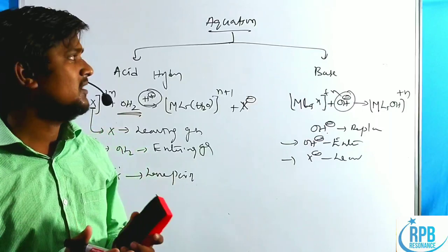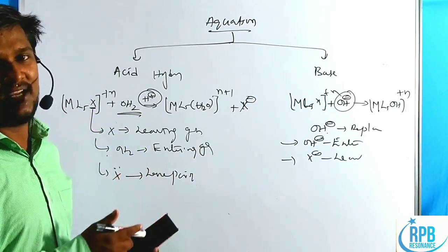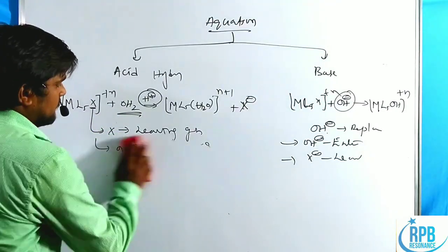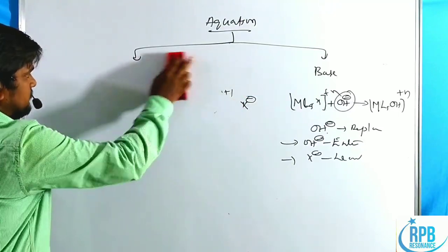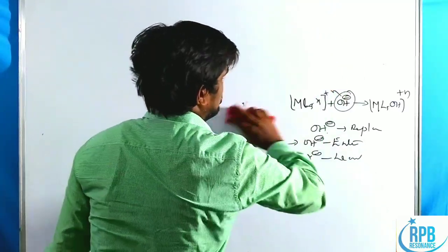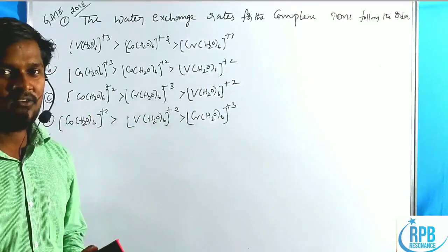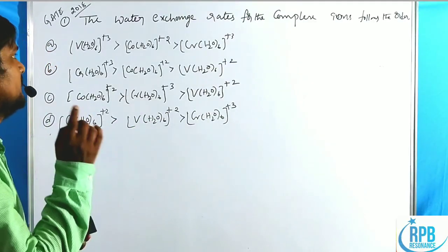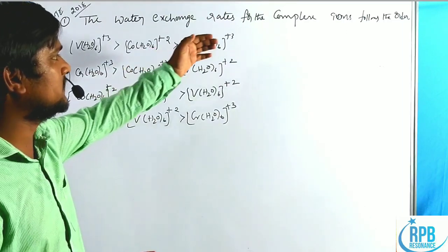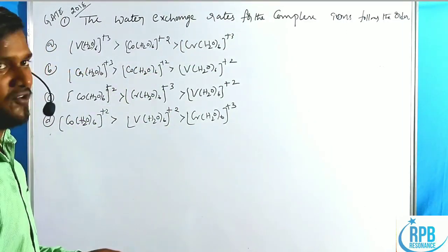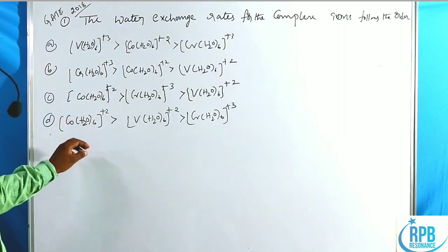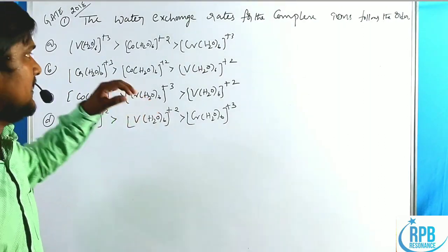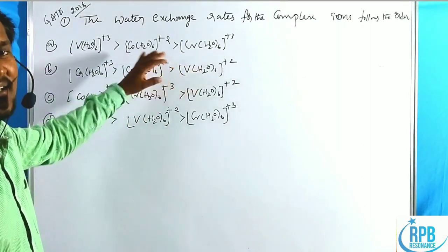Now let us solve one of the problems given in GATE 2018, which is given for one mark. The water exchange rates for the following complex ions follow the order. In the four options, the same complexes are given but in a different order.